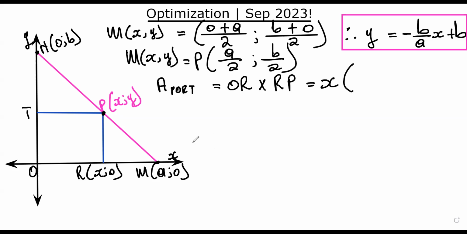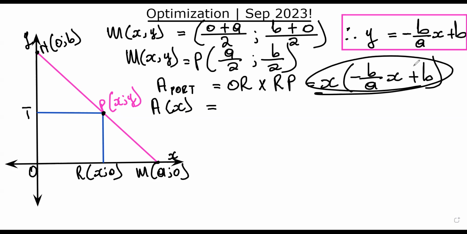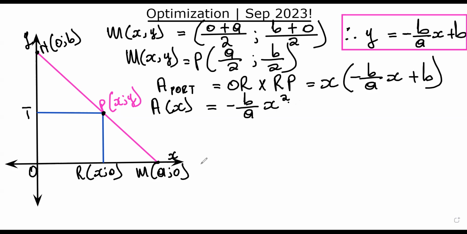So we take this x and we multiply it by the length of RP, which we said is the y value on this straight line. And of course, we understand that any y value on this line is defined by this equation. So this means we have now expressed our area as a function of x. So what we need to do here is to distribute our x. So when we do, we get negative b over a x squared, and then we say plus bx.